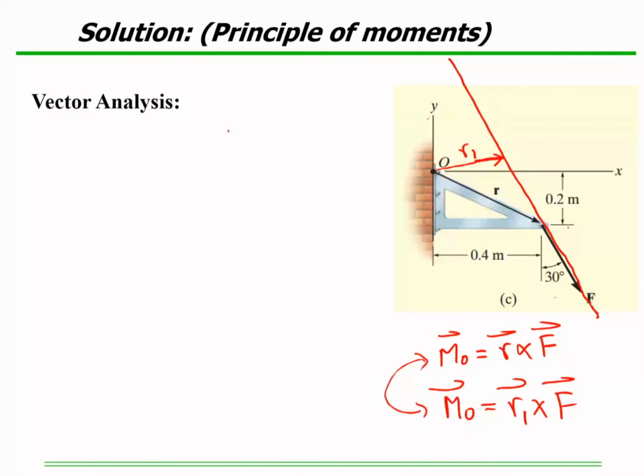I can even do this. Watch what I'm doing. R2. These are position vectors, okay, gentlemen? So I can also write M naught, moment at point O, equals R2 cross F. So basically, moment is the position vector on the force line from the point where you want to measure the moment.